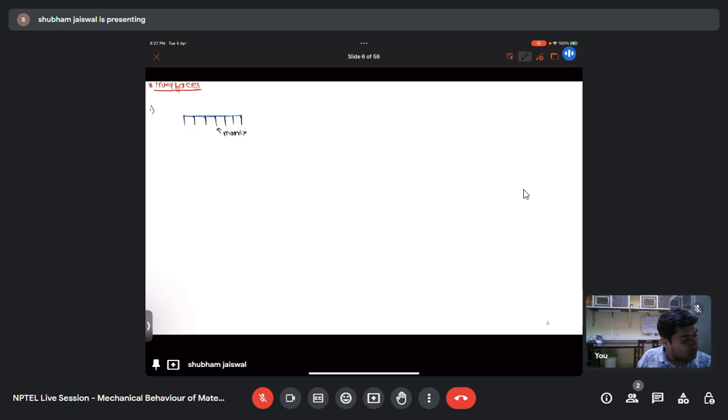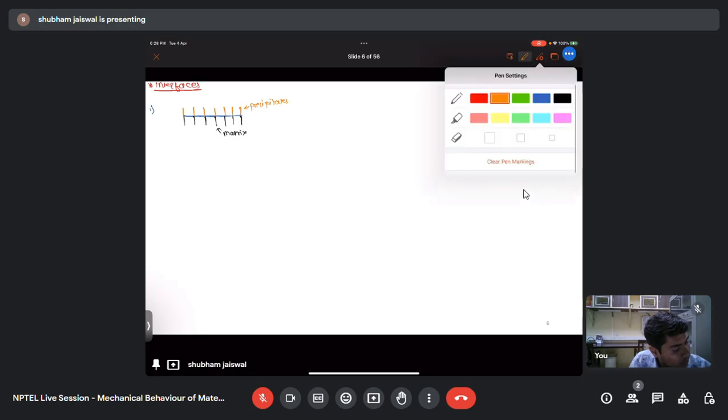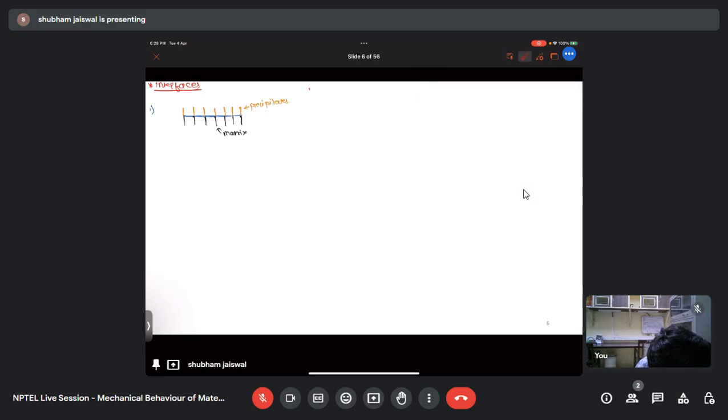When the precipitate has one-to-one correspondence with the matrix, here it's having one-to-one correspondence with the matrix. So let's say this is the precipitate, and here no strain is acting. So this type of interface is perfectly coherent. These types of interface are known as perfectly coherent interface.